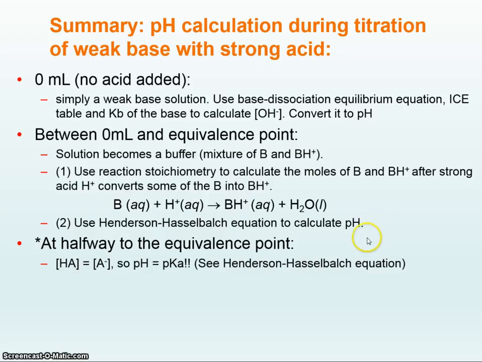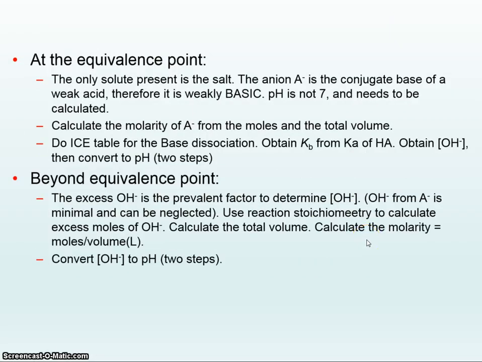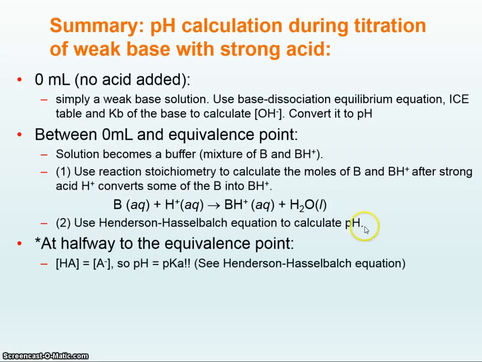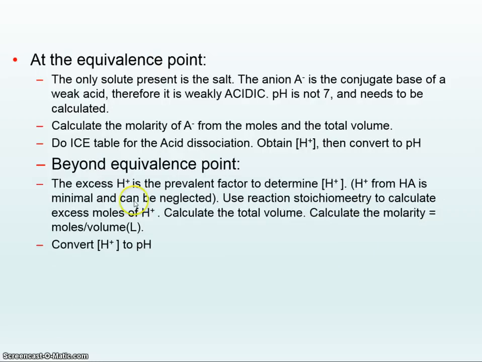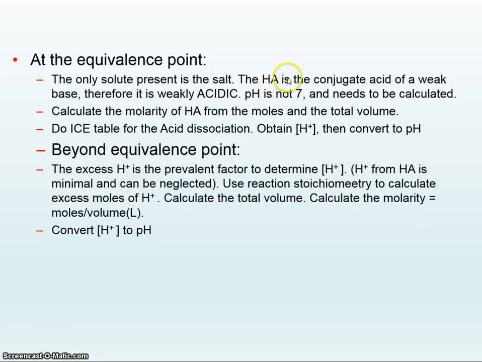At the equivalence point, the only solute that's going to affect the pH is going to be that salt. So it's going to be the conjugate weak acid from my conjugate weak base. The HA is the only thing in there. It's going to be weakly acidic. pH isn't 7. You need to calculate it. Do that by using the molarity of HA, the moles in the total volume. Do an ICE table, obtain H+, and convert to pH.